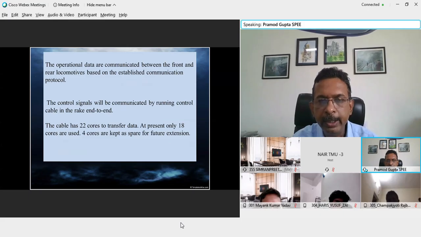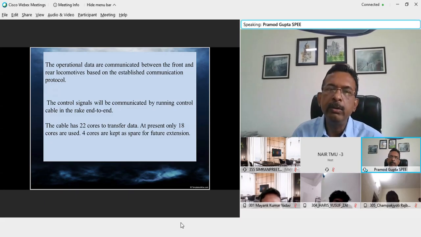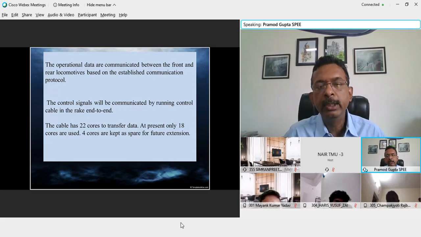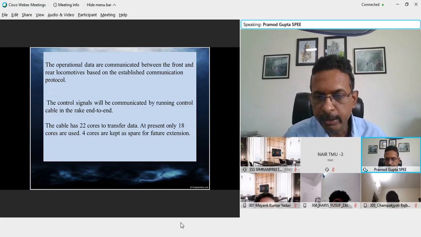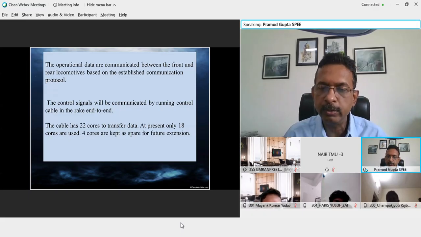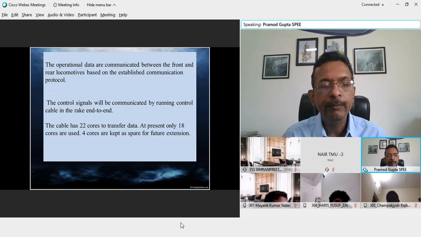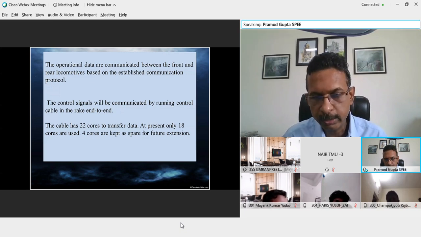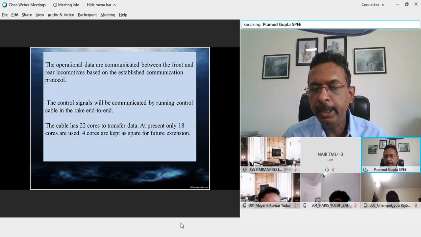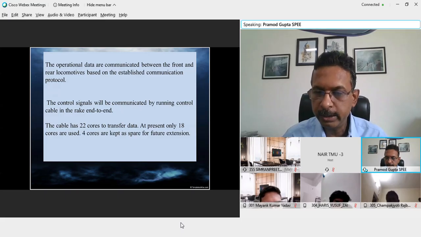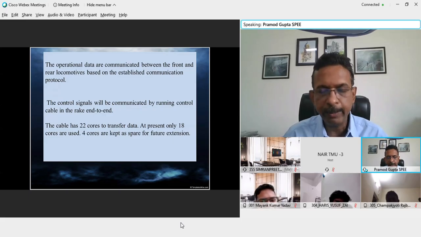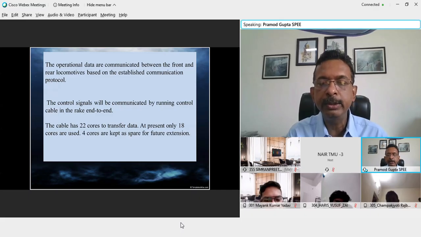This is how the data is transferred. The data is transferred between the front loco and the rear locomotive using data cables. And the data cables are run from end to end through the coaches. So coaches also need modification. We have 22 core couplers for the transfer of data. 18 cores are being used for the exchange of data, control signals and other parameters, and 4 cores are kept as spare for future extension.